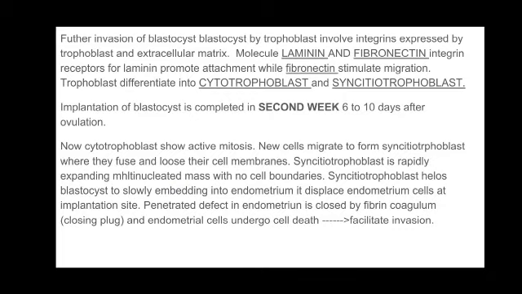Further entry of the blastocyst, or invasion by trophoblasts, involves integrins, which are expressed by trophoblasts, and the extracellular matrix. There are 2 molecules: laminin and fibronectin, with integrin receptors. Laminin promotes attachment, that is, blastocyst attachment is promoted by laminin, while fibronectin stimulates the migration into the endometrium.